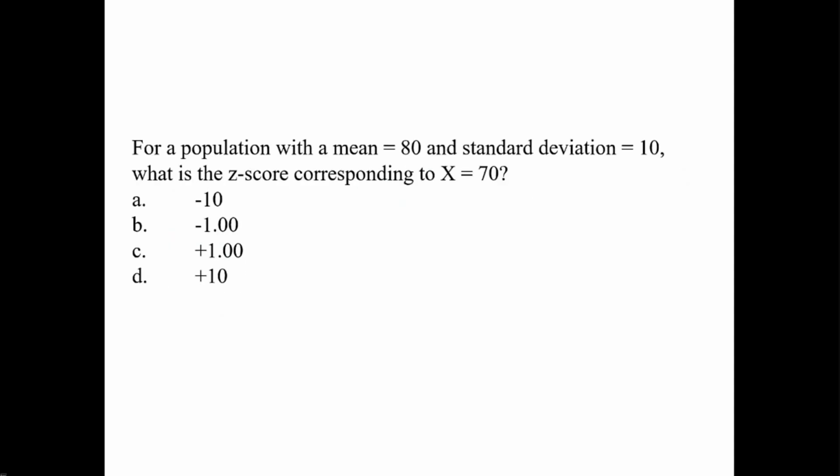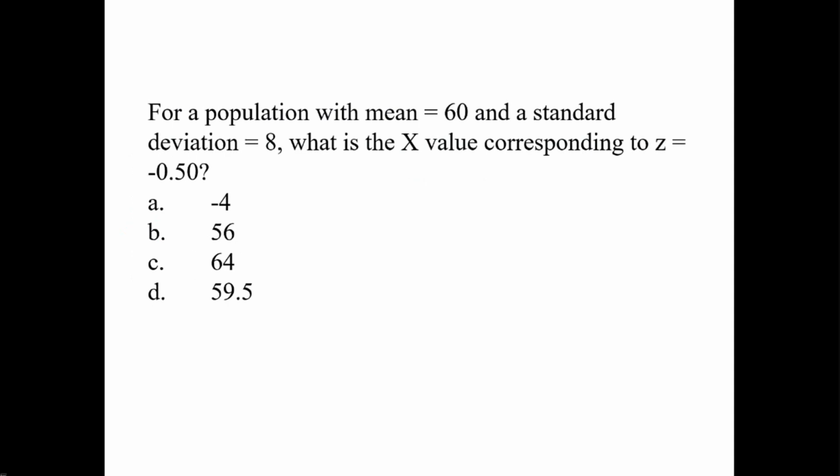All right, so if we've got a population with a mean of 80, standard deviation of 10, same as the last time, what's the Z-score of a score of 70? We know it's below the mean, so it's going to be a negative number, and the standard deviation is 10, so it's 10 below the mean, so it's 1 standard deviation below the mean, so the Z-score is -1.